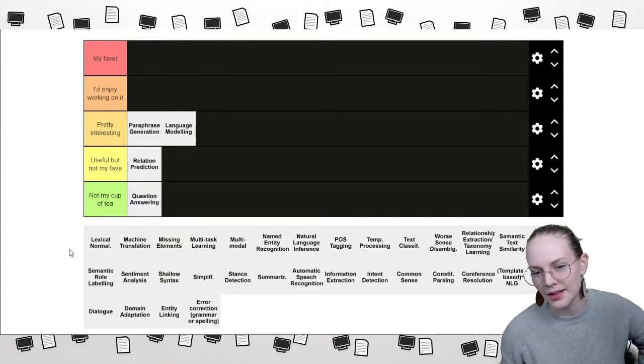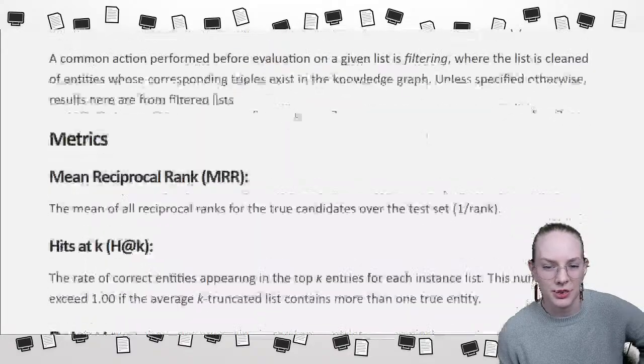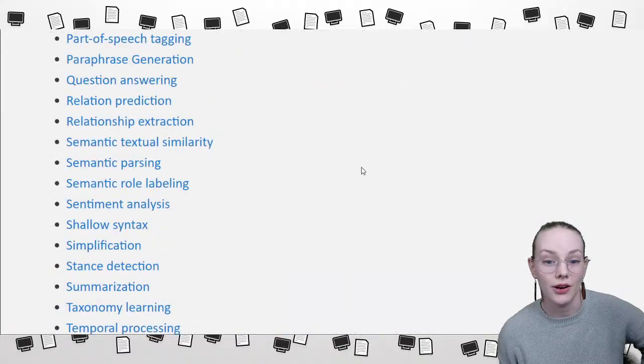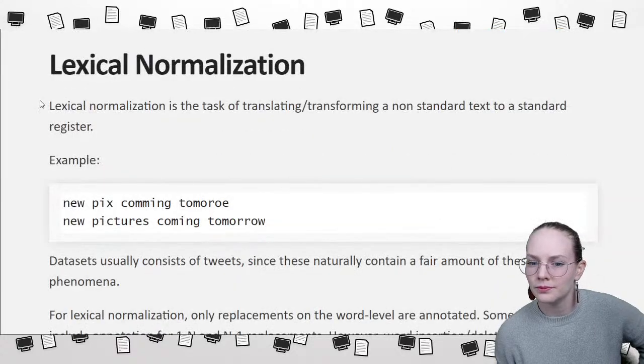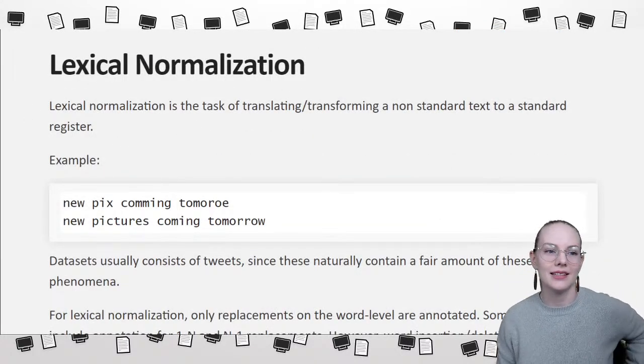Lexical normalization, that's another one that I'm going to want to double check on. Oh, yes. Yes, yes, yes.